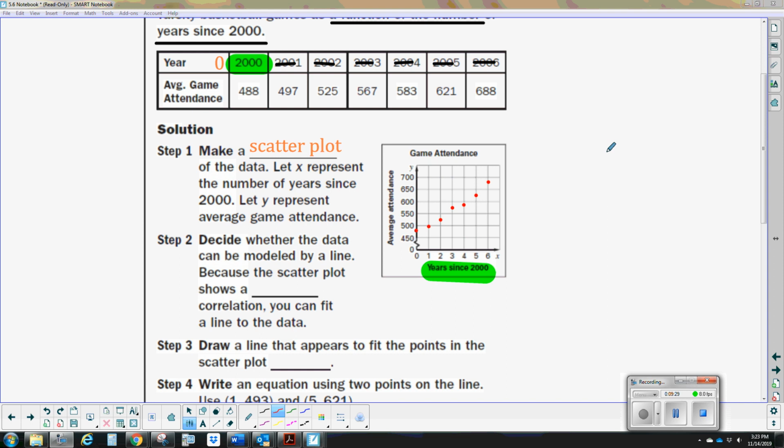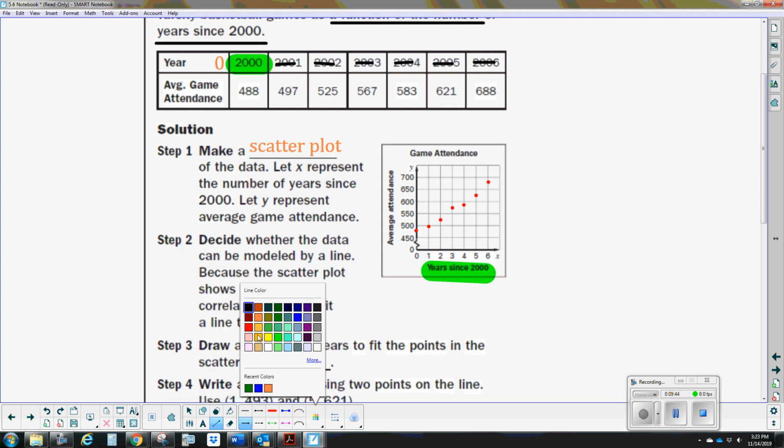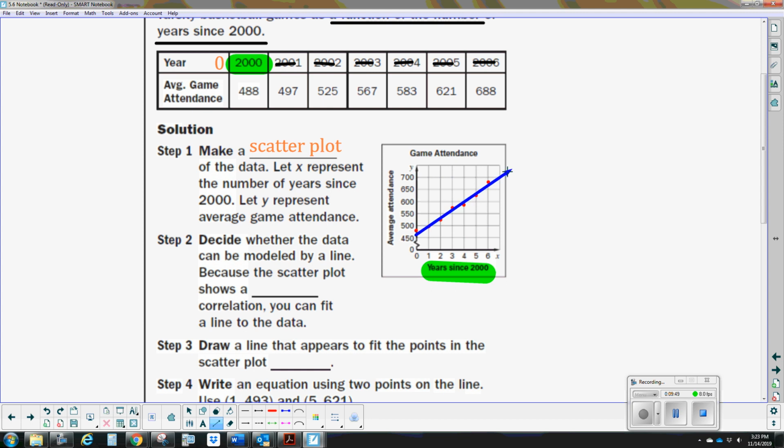All right, the next step is to decide whether the data can be modeled as a line. Looking at this data, we can see that there's a positive correlation. So I'm going to go ahead and just sketch in a line here. I'm not going to go through any specific points. I'm just going to use my straight edge and sketch it in so that there's about the same number of points above the line as there are below it, touching or being as close to as many points as I can.